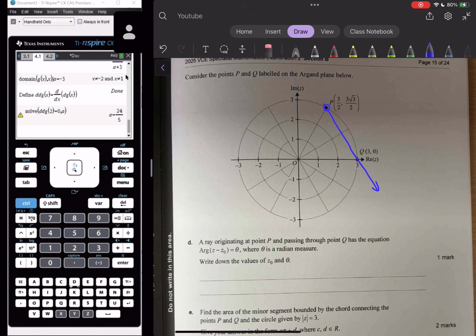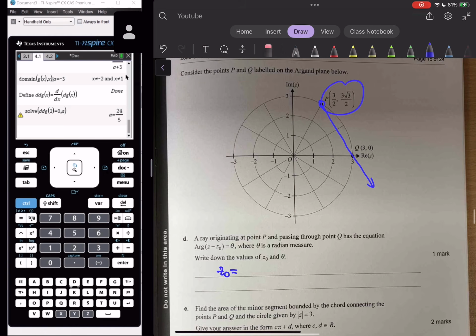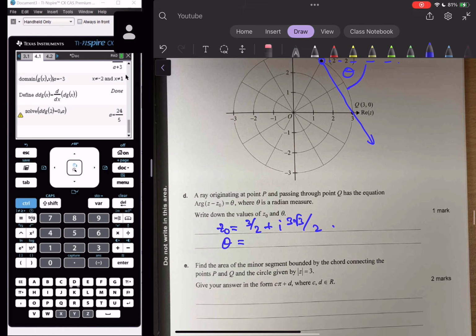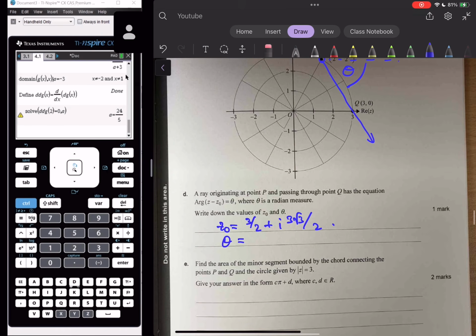Write down the values of z naught. So z naught is this coordinate here in complex form. So that's going to be 3 halves plus i times 3 on 2. And theta is going to be the angle this makes with the positive real direction. The principal argument is between negative pi and pi, so theta has to be negative pi on something.